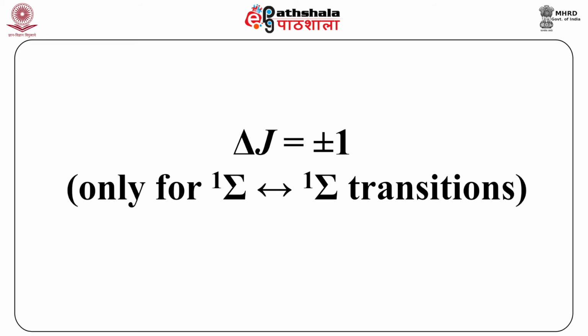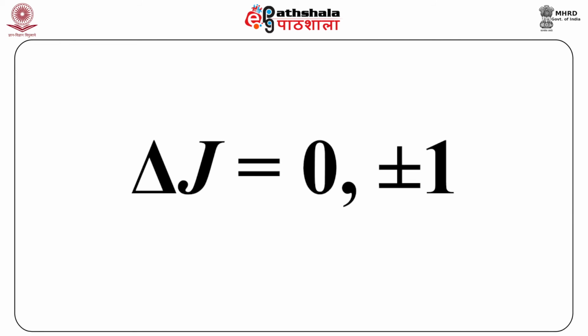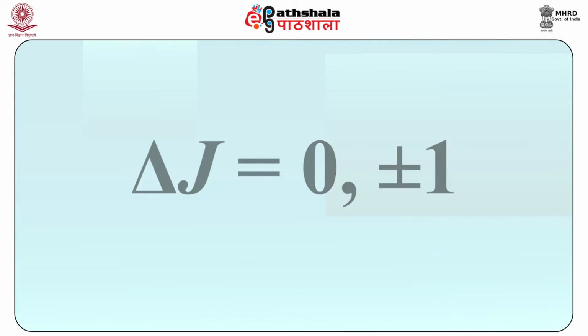Only, this is valid only for 1 sigma to 1 sigma transitions. For all the other transitions, delta J is equal to 0 is also allowed. So, we have the combined selection rule, delta J is equal to 0, plus minus 1, but even in this case J equal to 0 to J equal to 0 transition is not allowed, and this is because of the requirement of conservation of angular momentum, as we discussed in atomic spectroscopy.